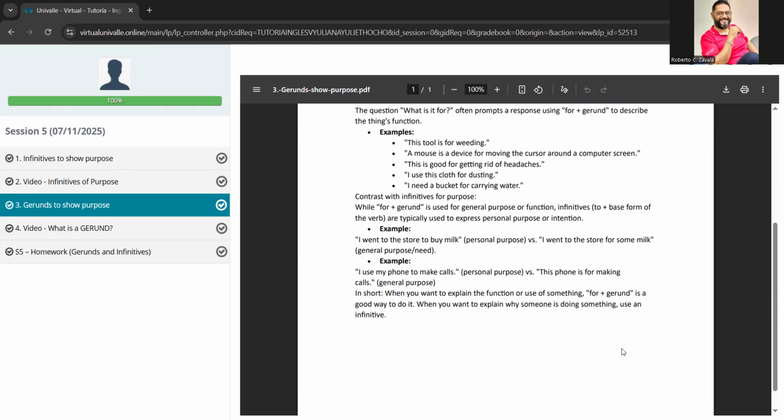It's a general purpose. So that is the big difference between an infinitive. It's normally more personal, and a gerund makes it more general. In short, when you want to explain the function or use of something, for plus a gerund is a good way to do it. When you want to explain why someone is doing something, use an infinitive. So a gerund tends to be more general than an infinitive, okay?